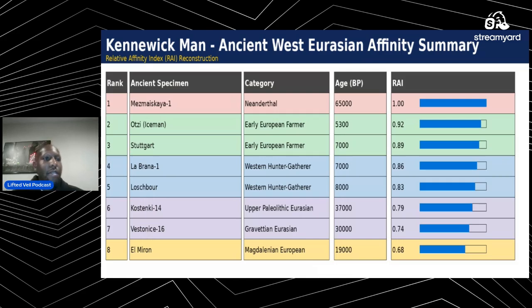Okay, what's also important is the West Eurasian affinity summary, with Mesmeriah being first in terms of affinity with Kennewick Man. You got the Aussie, Stuttgart, the Lebrana, Lashbor, Kostenki 14, the Vestanese, and the Elmoran.